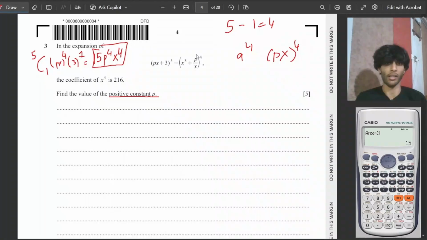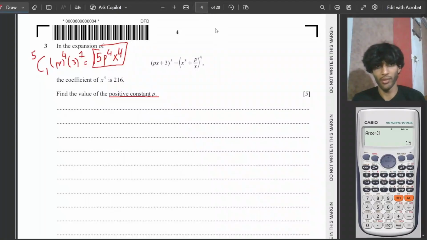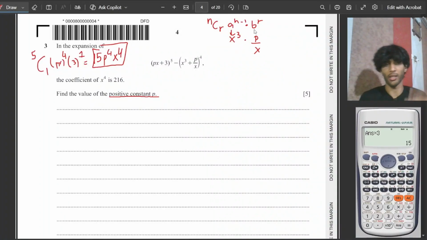What about from the second bracket? Second bracket is a bit trickier. For the second bracket, you're obviously going to have, let me make some room over here. You're going to have n choose r, the a term, n minus r, being multiplied with this b term. And here's what's weird about this. You have an x to the power 3 term in place of a, because that's what your a term is. And then you're multiplying with a b term, but a b term is basically p over x.